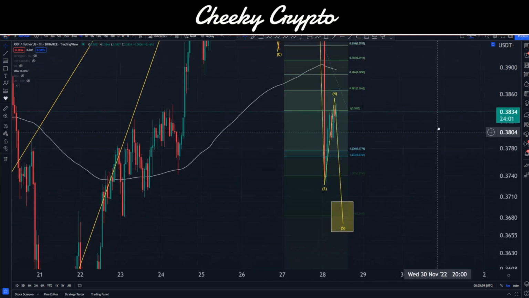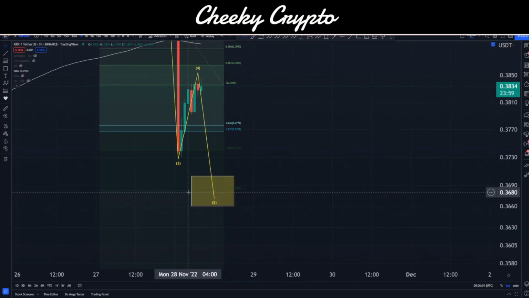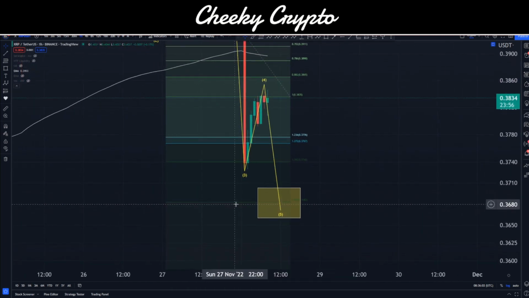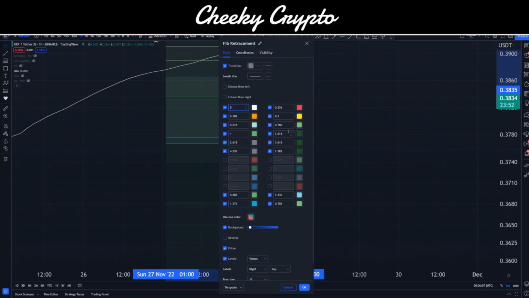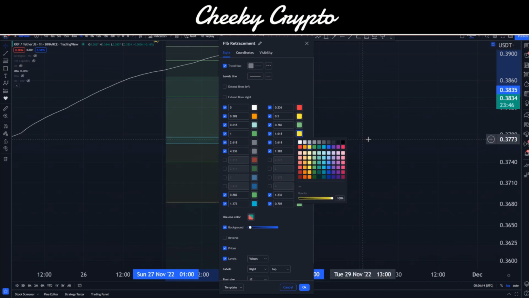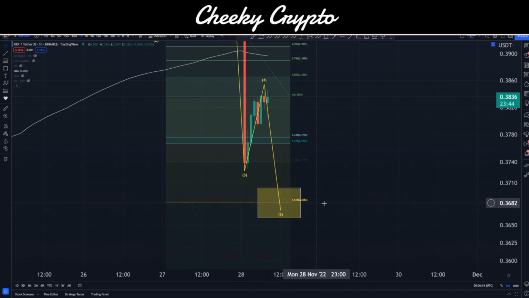Now, if we do hit this area here, it would be under this 1.618 area. It's actually quite hard to see that. Let me see if I can adjust that 1.618 to a slightly different color. Let's go yellow, why not? I do like the 1.618. So you can see here the 1.618.